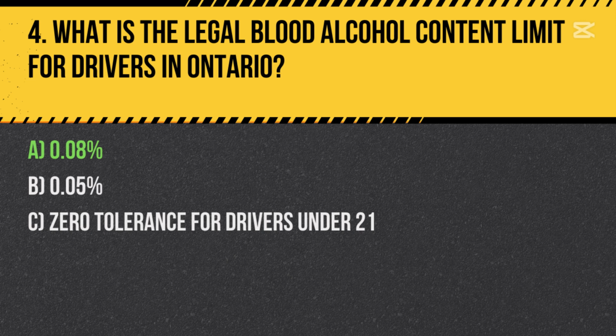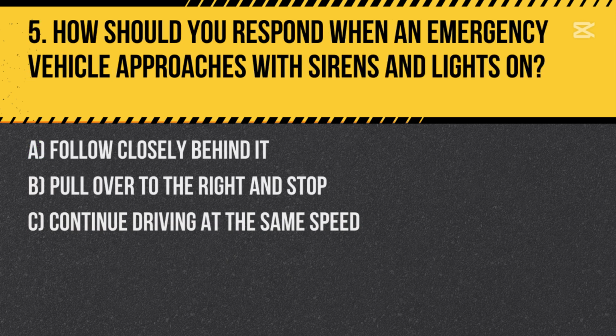Answer. A. 0.08% for fully licensed drivers, but there's a zero tolerance policy for new and young drivers. Question 5. How should you respond when an emergency vehicle approaches with sirens and lights on? A. Follow closely behind it. B. Pull over to the right and stop. C. Continue driving at the same speed.